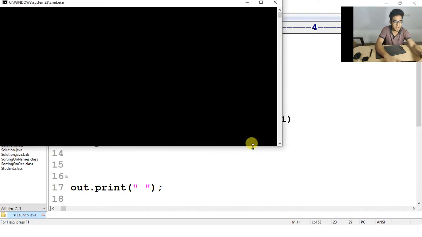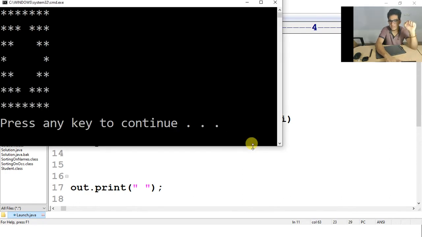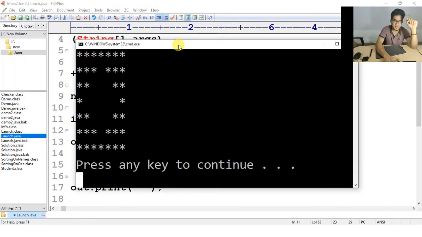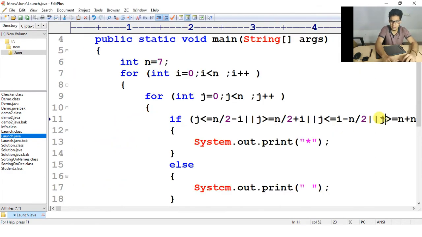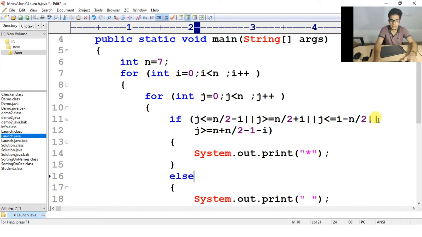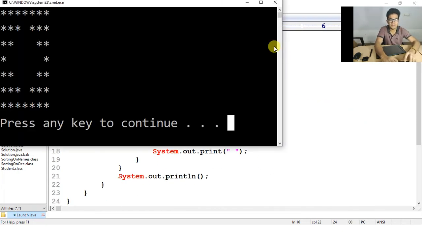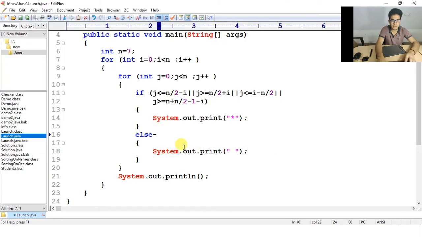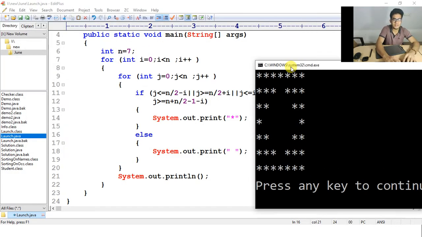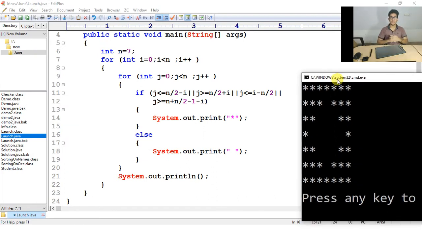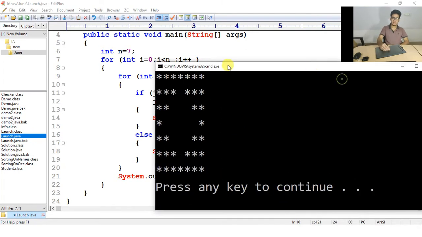Let's see. So when I compiled and executed, see, I got this answer, right? So this is the hollow diamond pattern. So you can take this screenshot. Let me comment it here like this. Yes, you can take the screenshot. So I hope you have taken the screenshot.